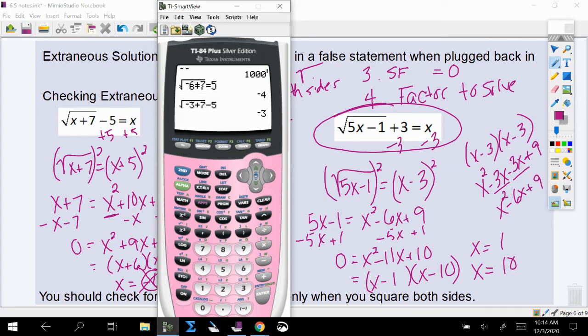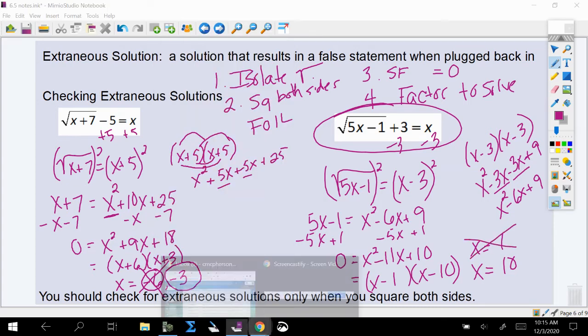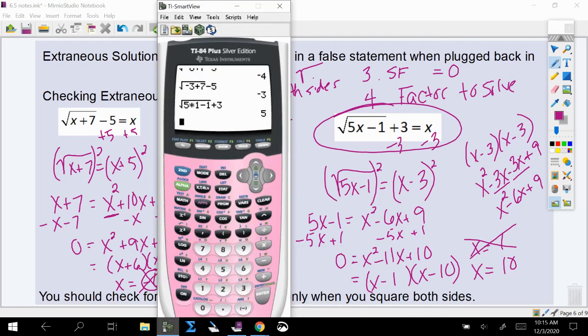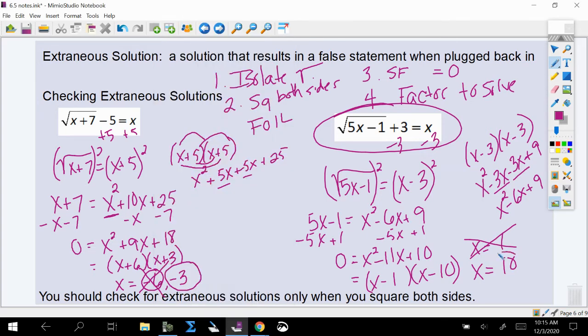So I'm going to take the square root of 5 times, I'll check 1 first, 1 minus 1. Oh, that all should be under the square root. Hold on. Let me start over. Square root of 5 times 1 minus 1 plus 3, and that should equal 1. It doesn't equal 1, it equals 5. So that is not a solution. And let's try the other one. So let's try 10. So the square root of 5 times 10 minus 1, get outside the square root, plus 3, that should equal 10, and it does.